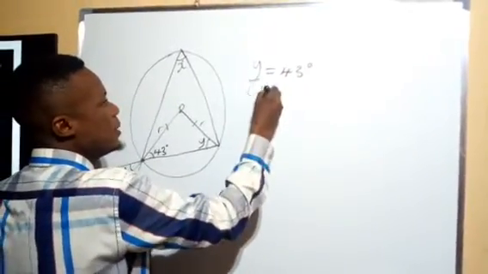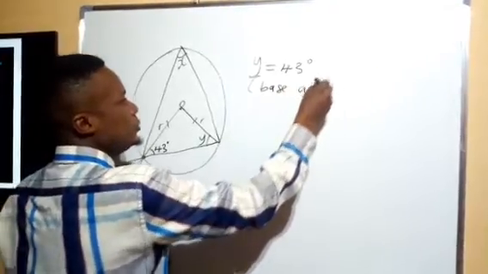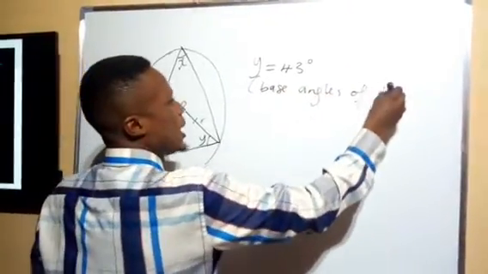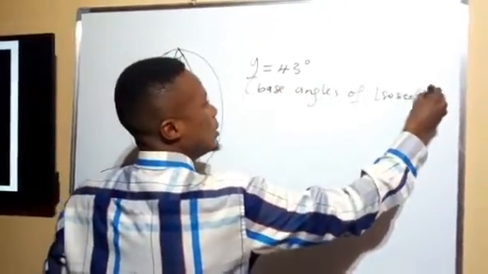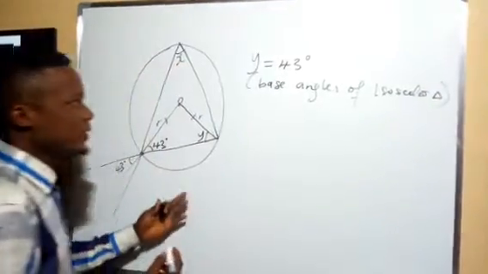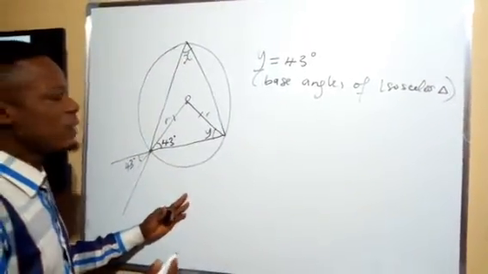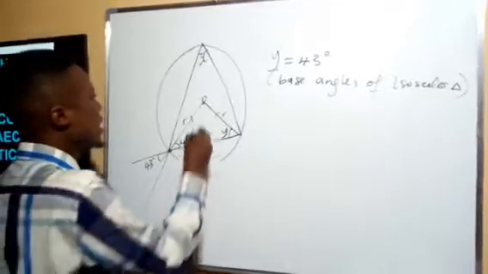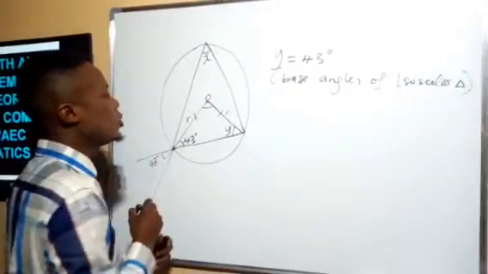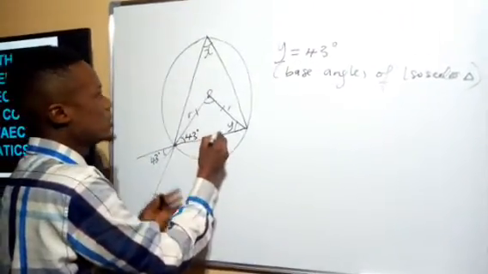Reason: base angles of isosceles triangle. That's the value of y because of the base angles of an isosceles triangle. Now it is easy to get the angle at O since I have known 2 angles.